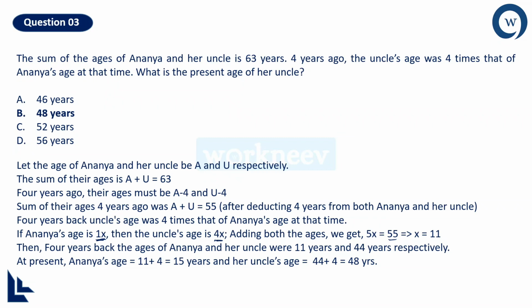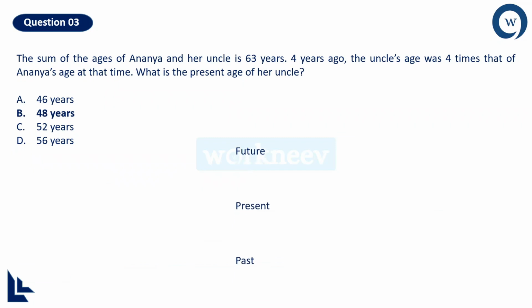So I hope long cut method is clear for you, but I'm not recommending this to anybody because we have a shortcut method to solve the same problem. And the shortcut you must have understood right now. 3 sections are mandatory: past, present and future, and names of the people who are mentioned in the question: Ananya and uncle. Now if you read the question clearly over there, you will get to know that sum of their present ages is 63 years, and that's why I have taken it in the present.